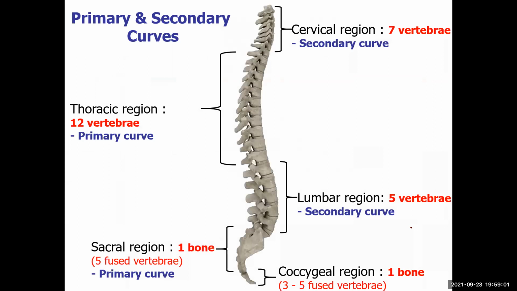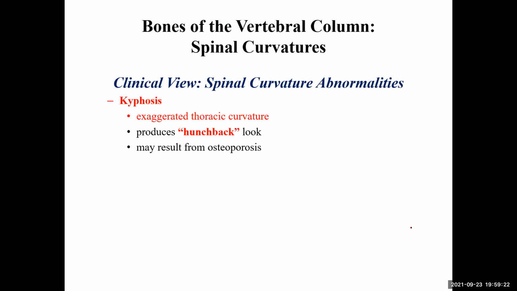So primary and secondary curves, your thoracic and sacral are your primary curves, and then your cervical and lumbar are your secondary curves, and those come with milestones, baby milestones. Lifting the head, okay, is the first time, that's the cervical curve. Then when you start to stand and walk is when you get your second secondary curve there in the lumbar spine.